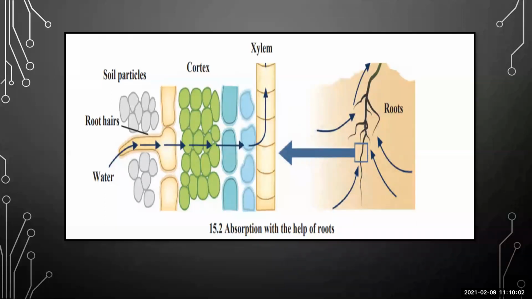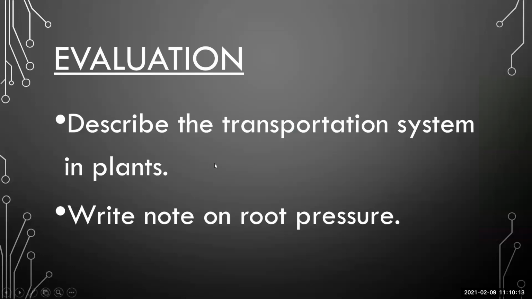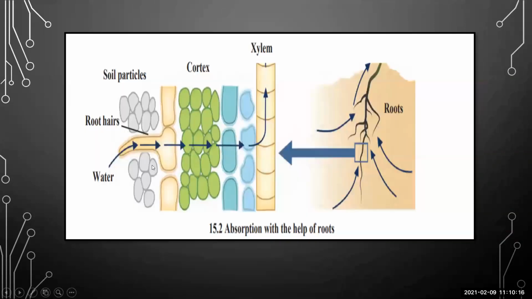The diagram of root pressure absorption with the help of roots is given in your textbook, page 164. So you can draw it in your notebook. We can also see here these are the root hairs, they will absorb the water. Then this water will travel in the upward direction. You can see here the root cells become turgid and exert pressure on the adjacent cells, and the water will move in the upward direction.